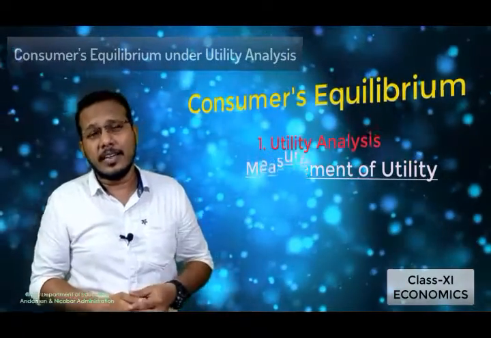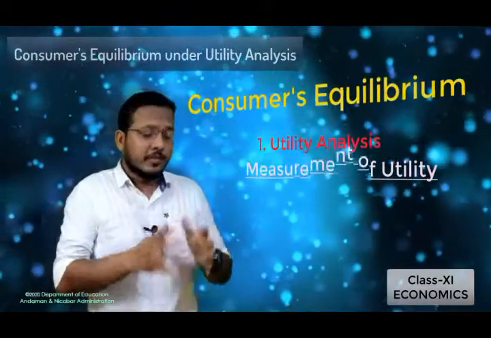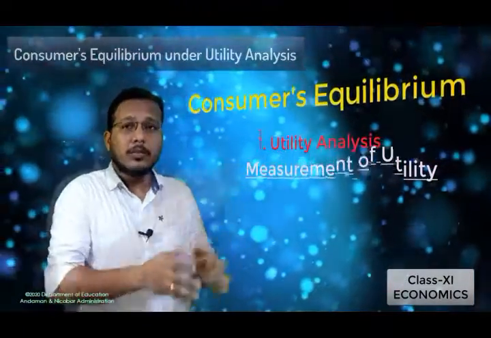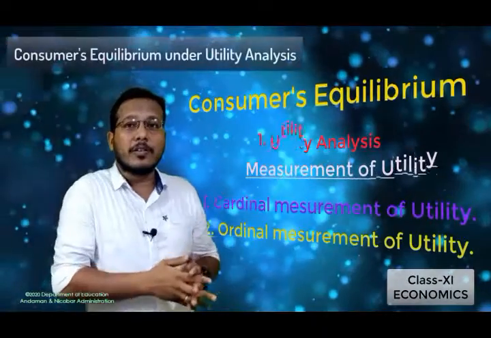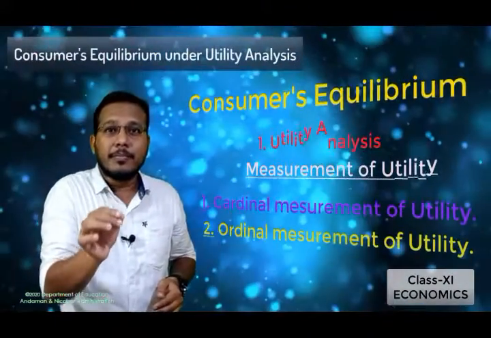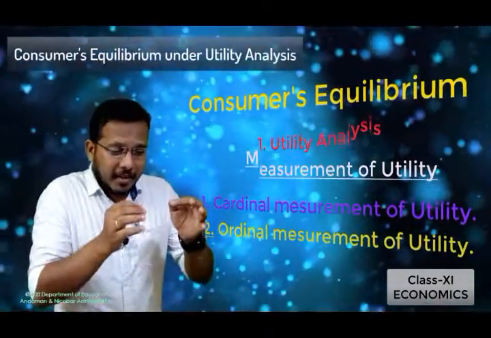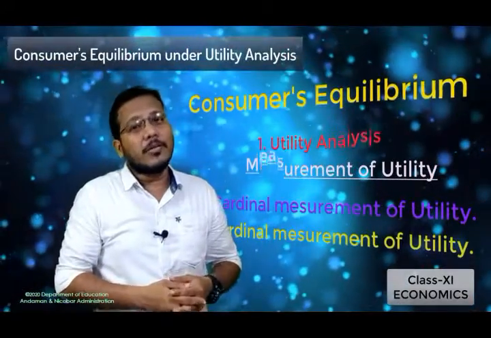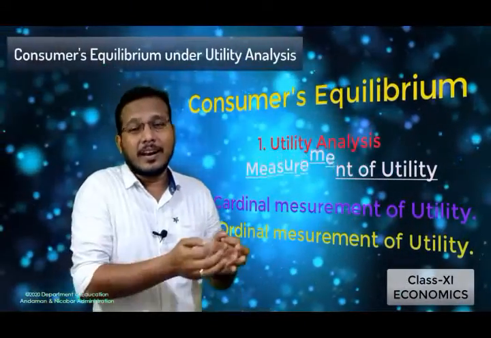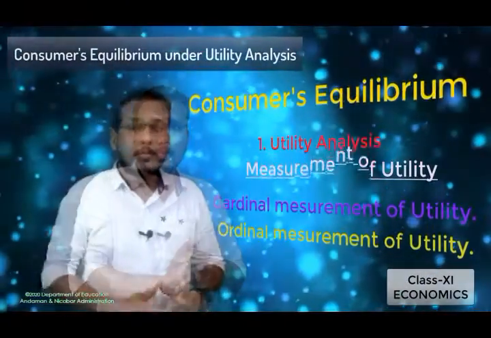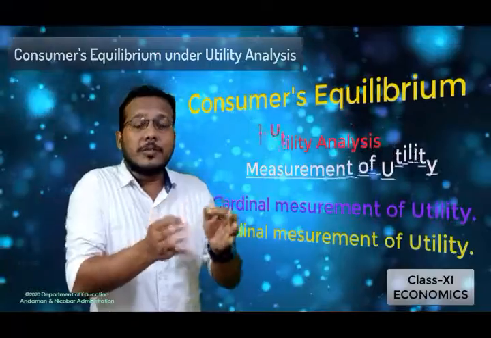So students, today listen carefully. Here we will study the consumer's equilibrium based on the utility analysis. You need to have a clear concept about the cardinal measurement of utility and the ordinal measurement of utility. In the cardinal measurement, utility can be measured with the help of cardinal numbers, starting from 0, 1, 2, 3 and 4 and so on. In the ordinal measurement of utility, we measure the utility by ranking, that is, high or low. So in this episode we'll study the consumer's equilibrium based on the cardinal measurement of utility.